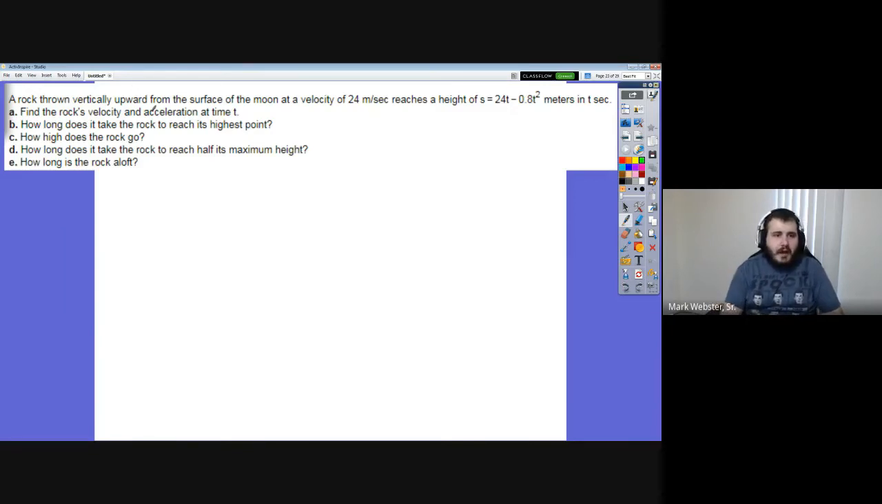So it's a lot more of the same stuff. Find the velocity and acceleration at the time that they give you. Well, at time t, so they just want you to take the derivative. So find v of t and find a of t. So just take the derivative, then take the derivative again. How long does it take for it to reach its highest point?